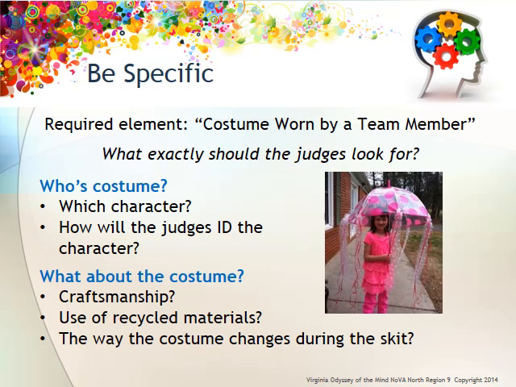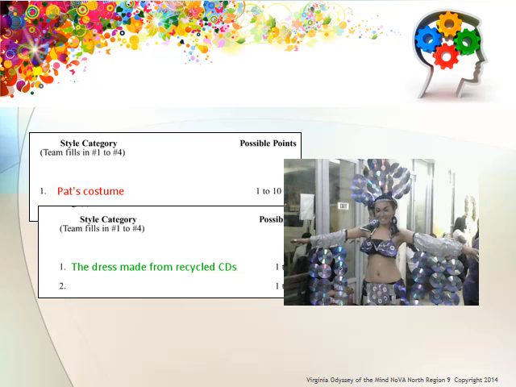Let's look at another example. If the required element is costume worn by a team member, you need to tell the judges exactly which costume to judge and what it is about that costume that contributes to your team's overall style. Pat's costume is usually not sufficient because the judges don't know who Pat is.